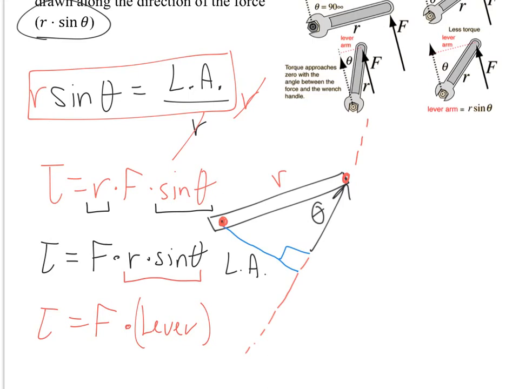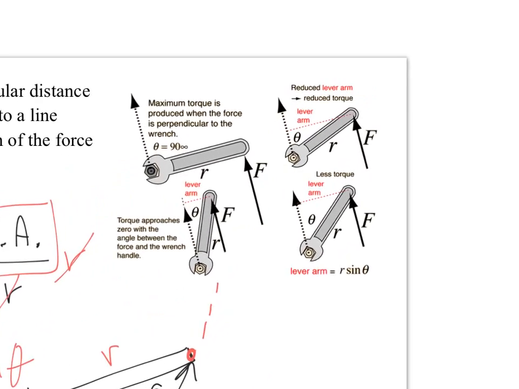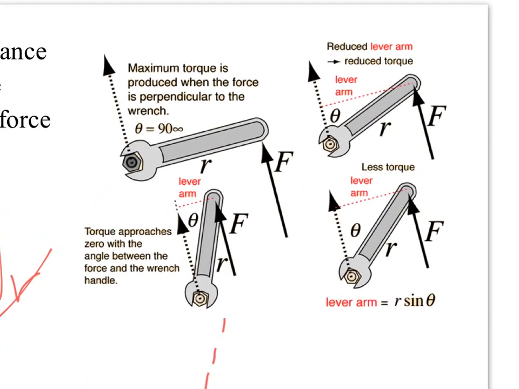One thing at least to note is this. If you look at these diagrams on the right here, let's zoom in on these so we can see them a little bit better. This should say degrees, not infinity here. If we look at these diagrams, we're going to see that the maximum torque is achieved when the angle is 90 degrees.